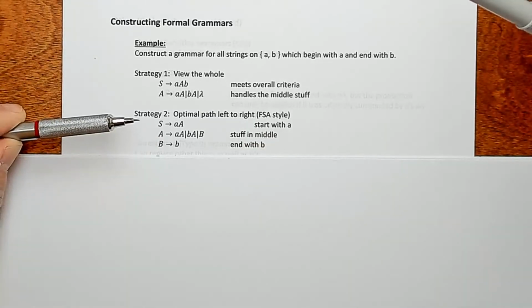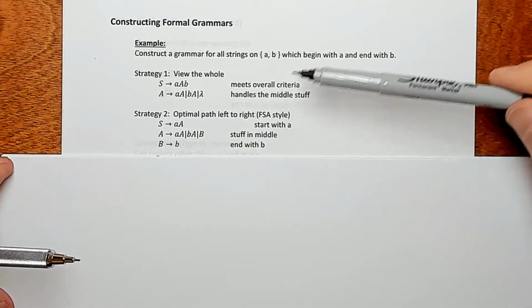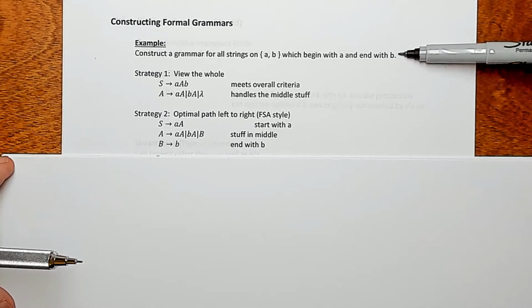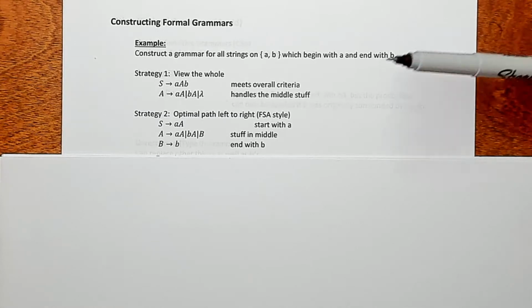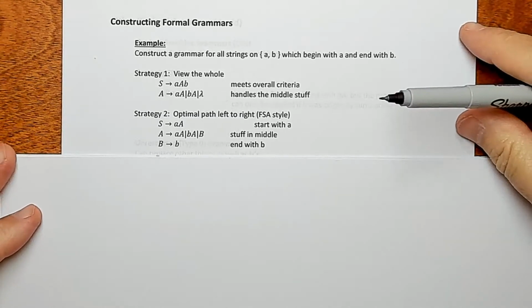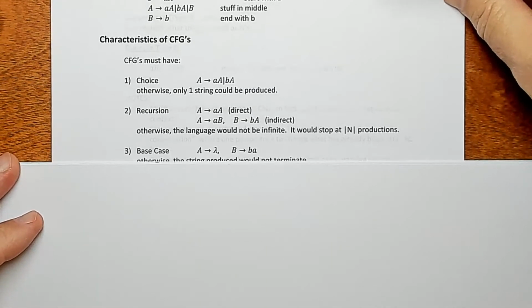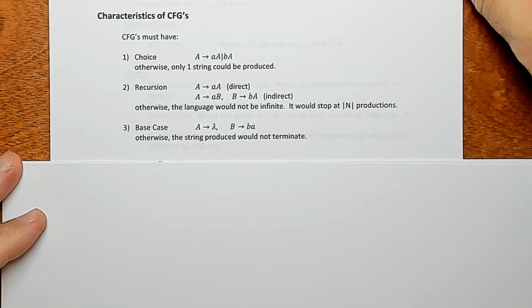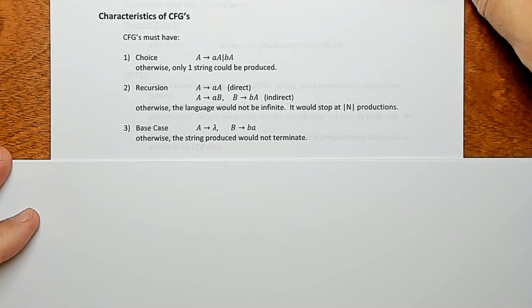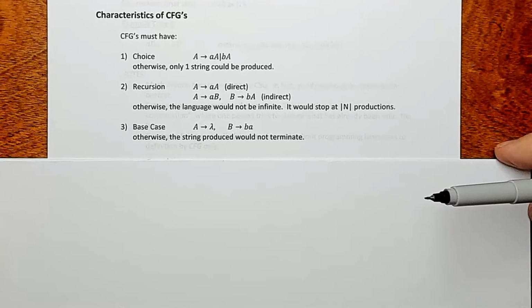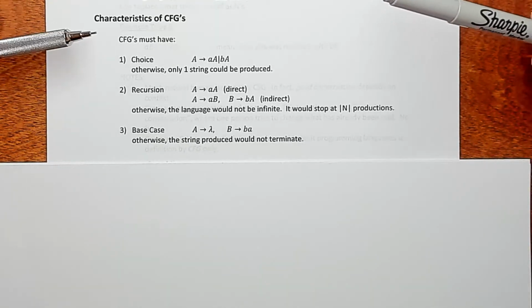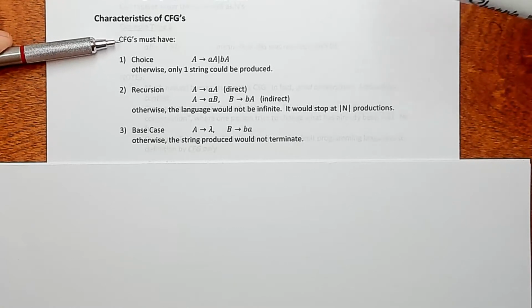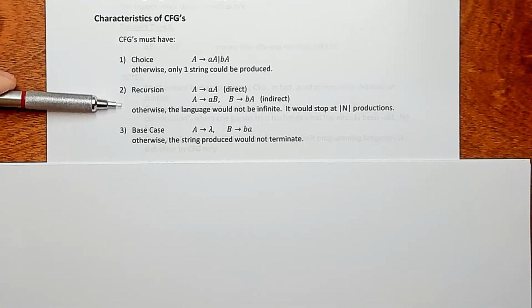Okay, so two different ways to define a grammar that will satisfy this condition. Okay, we'll look at some more examples, but before we do that, let's look at some characteristics of CFGs, because we're going to be generating CFGs, so we need to make sure that we do them correctly. And these are some conditions that need to be satisfied, right? So a context-free grammar must have these three things.